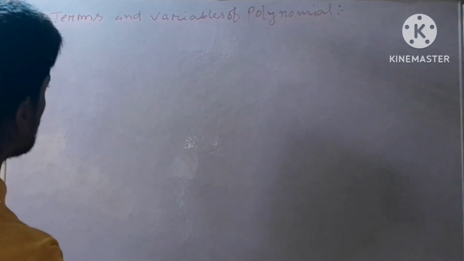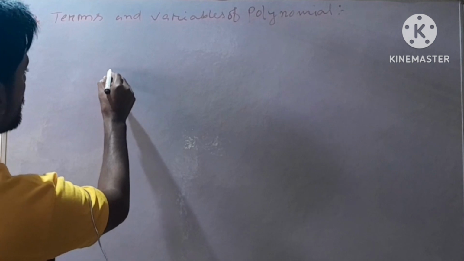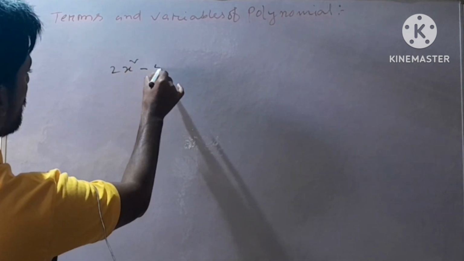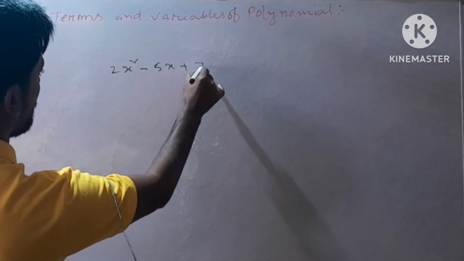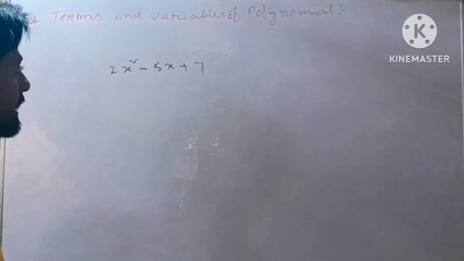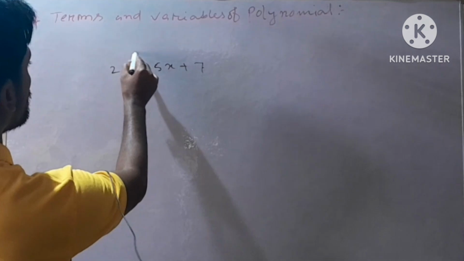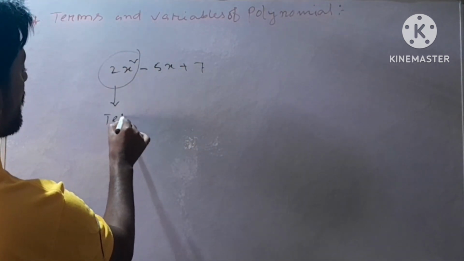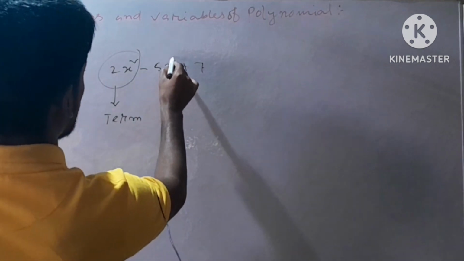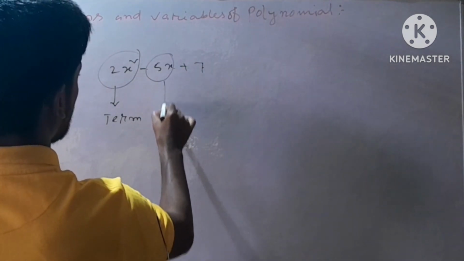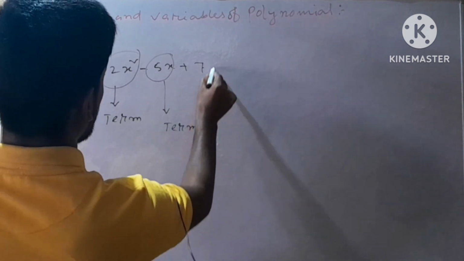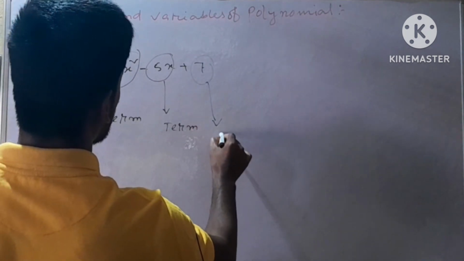Terms and variables of polynomial. Suppose we have a polynomial, say 2x square minus 5x plus 7. In this polynomial we have 2x square, it is one term, minus 5x, it is also one term, and 7 is also one term.